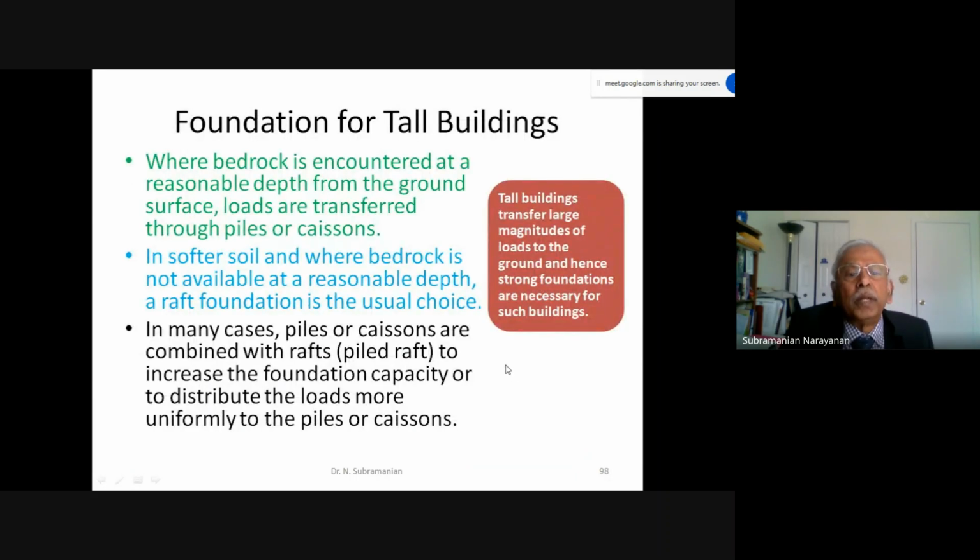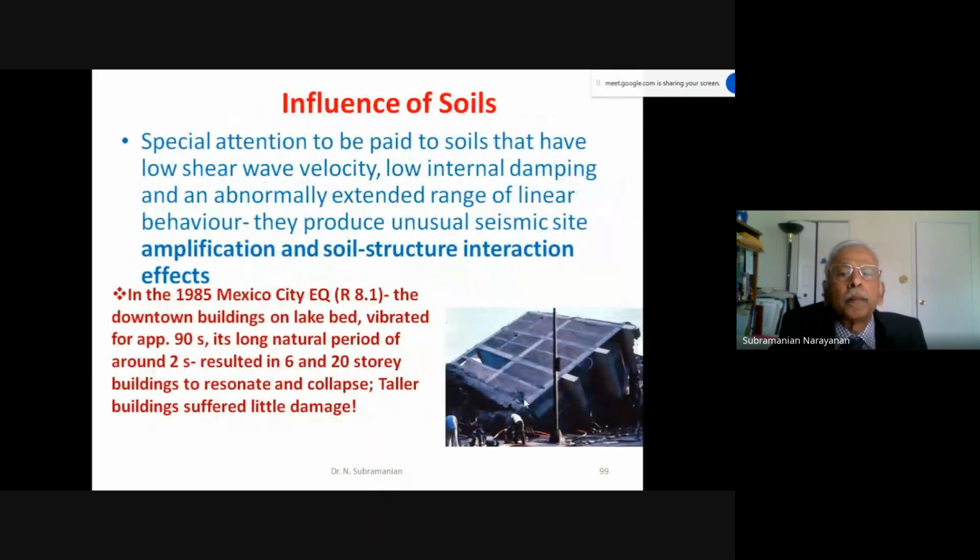So we will go to the foundation of tall buildings, where bedrock is encountered at reasonable depth. It is better to transfer the loads through piles and caissons. Tall buildings transfer large magnitudes of load to the ground, and hence strong foundations are necessary for such buildings. In softer soil, where bedrock is not available at reasonable depth, a raft foundation is better. In many cases, piles and caissons are combined with rafts, that is, a piled raft, to increase the foundation capacity or to distribute the loads more uniformly to the piles or caissons.